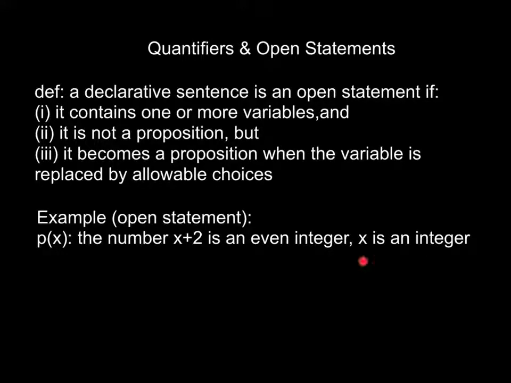So if we replace x with the number, say 2, an integer, then we can say the number 2 plus 2 is an even integer, and we can evaluate that as true. Or we can replace it with x equals 3, in which case P of x, because 3 plus 2 is not an even integer, would be false.